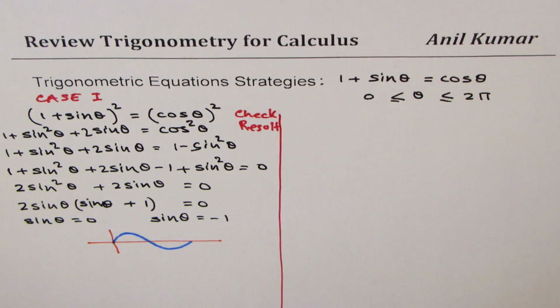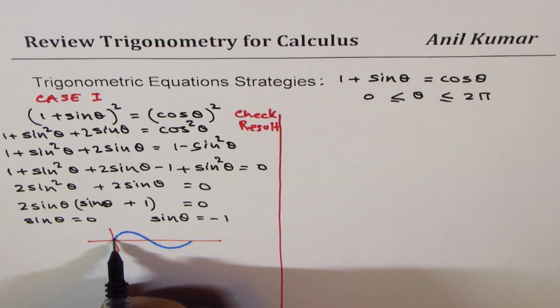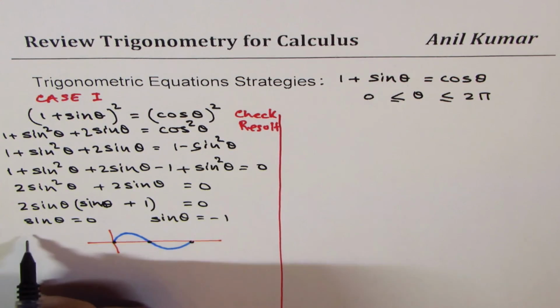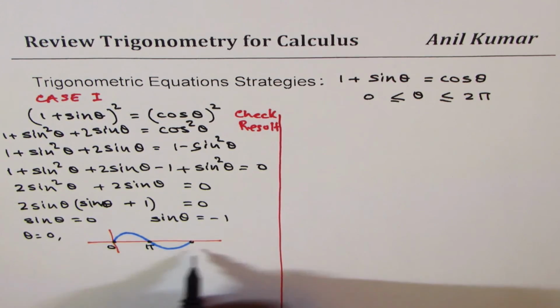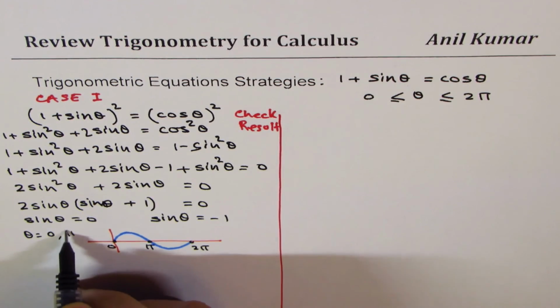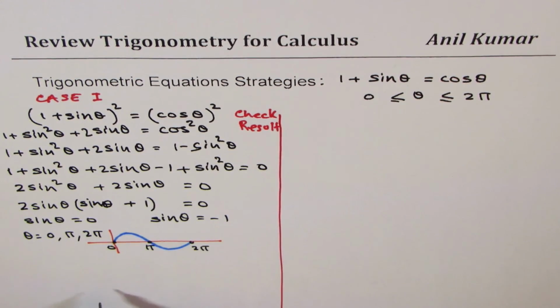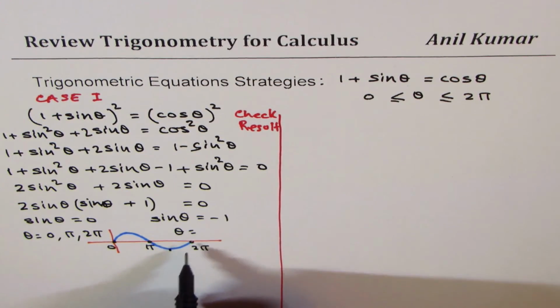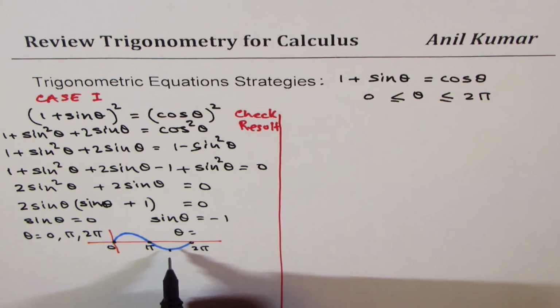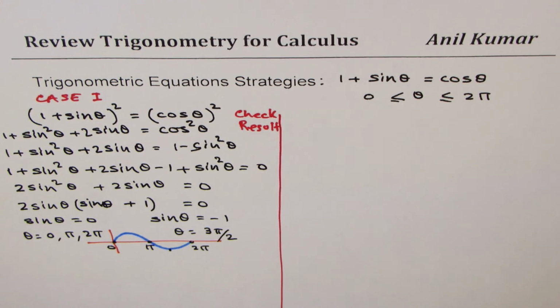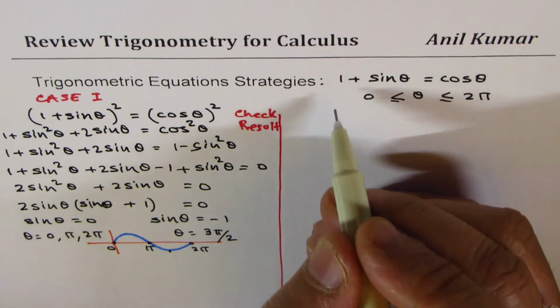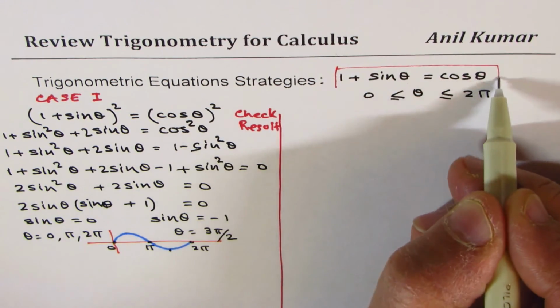From this graph, you can easily figure out that sine is 0 for theta equals 0, pi and 2 pi, correct? So 0, pi and 2 pi are your solutions. And sine theta is minus 1 for theta equals 3 pi by 2. So these are the solutions which you get. However, whenever you square, you should check your result whether this equation is being satisfied or not.